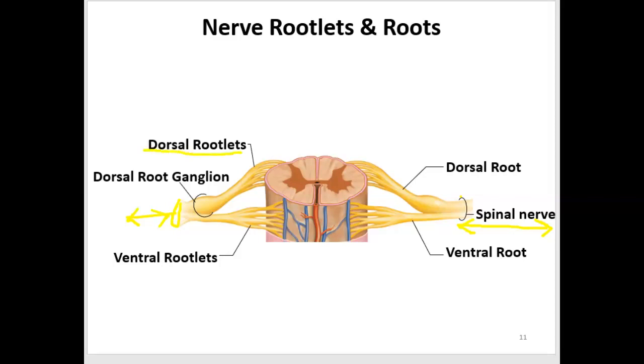We call these dorsal rootlets. And then laterally you'll see this dorsal root ganglion, and a ganglion is just a collection of cell bodies. So there'll be little round cell bodies located in there. And then these are the ventral rootlets. And the rootlets merge and they become what we call roots. So a spinal nerve is made up of both components of the dorsal root and the ventral root. And we will talk about what's in those roots a little bit later.